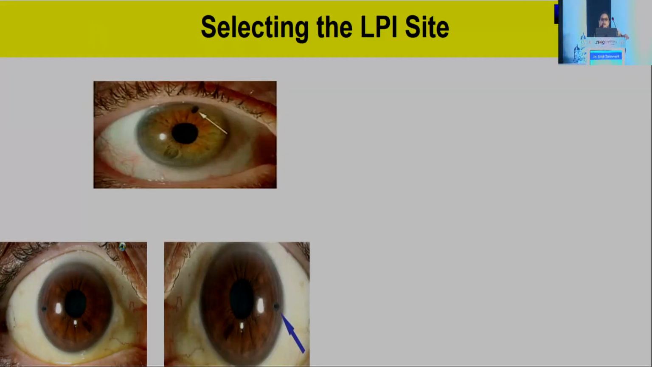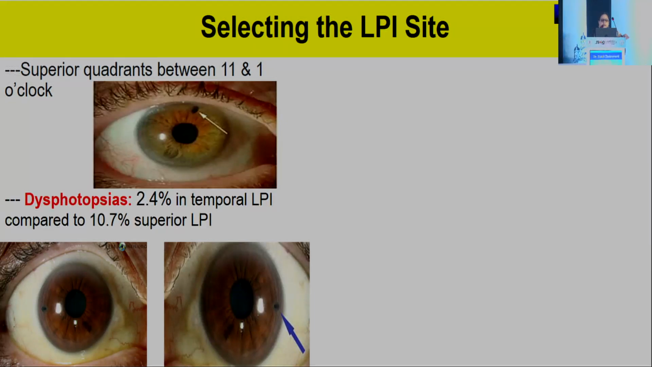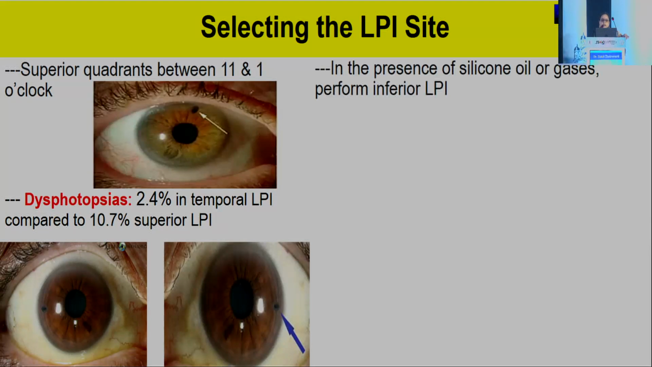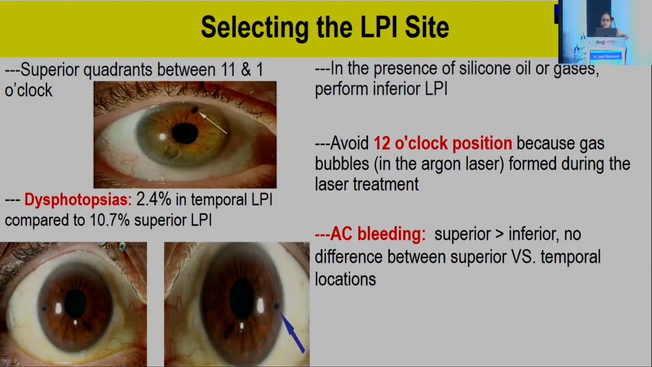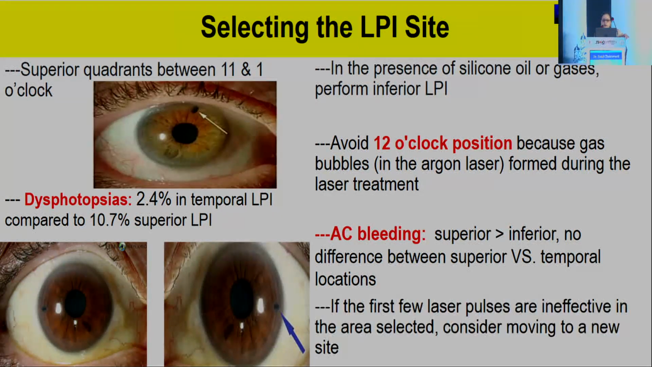Now what are the sites of LPI? Some recommend superior quadrant between 11 to 1 o'clock. Please remember, there is 10.7% superior dysphotopsia in superior LPI versus 2.4% in temporal. In the presence of silicon oil or gases, perform inferior LPI. In AC bleeding, there is no difference between superior versus temporal location.